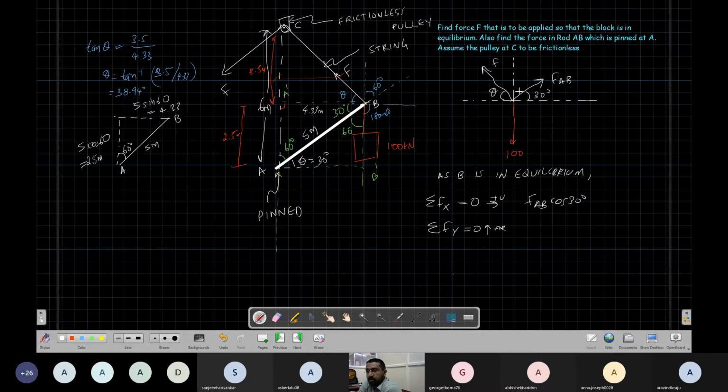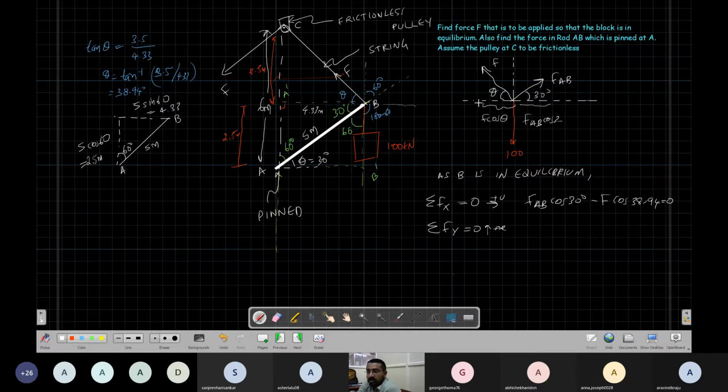So F_AB cos 30 in the positive direction minus F cos theta, where theta is 38.94, should be equal to 0. Okay, so what is F cos theta? F cos theta, where theta is 38.94, and this distance is F_AB cos 30, the horizontal distance.